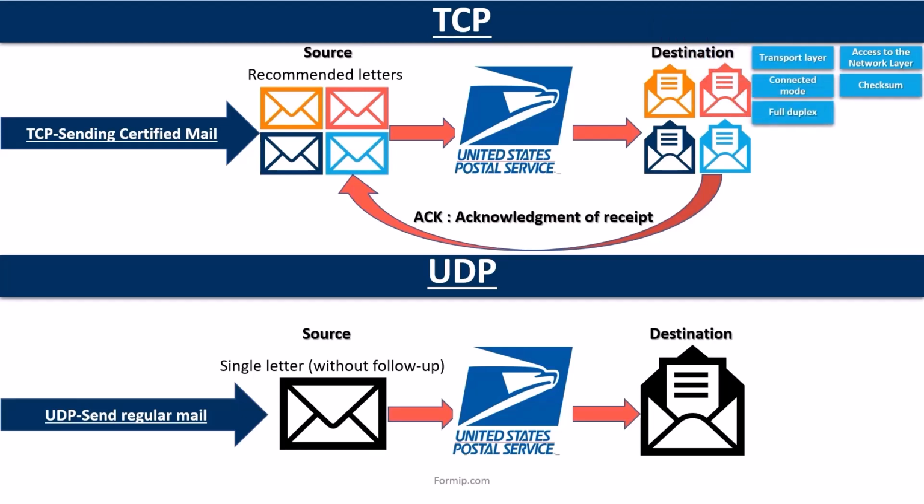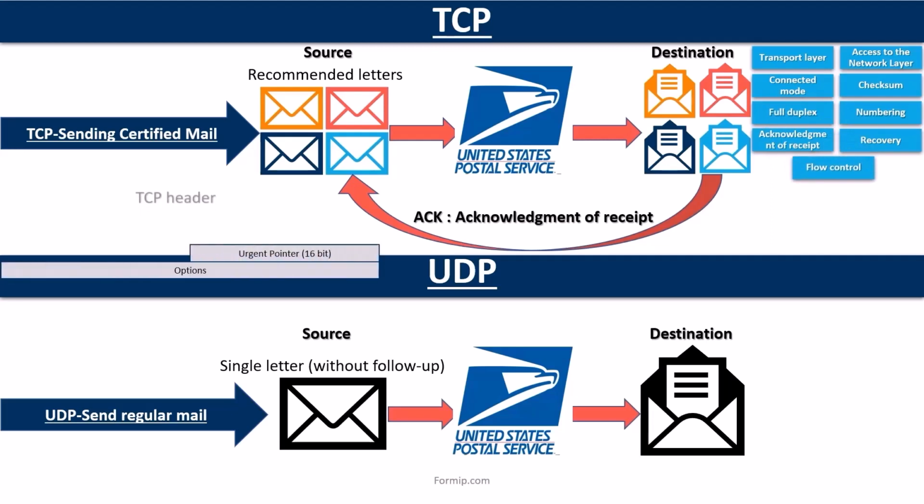TCP works in full duplex mode. These segments are numbered and sequenced so that the receiver can put them back in order and see if any data is missing. Each time a TCP segment is received, the recipient sends an acknowledgement to the sender to confirm that it's correct. That's why we say TCP is reliable. It can request the replay of a segment to recover any data that's lost, and it can provide mechanisms to control the flow.